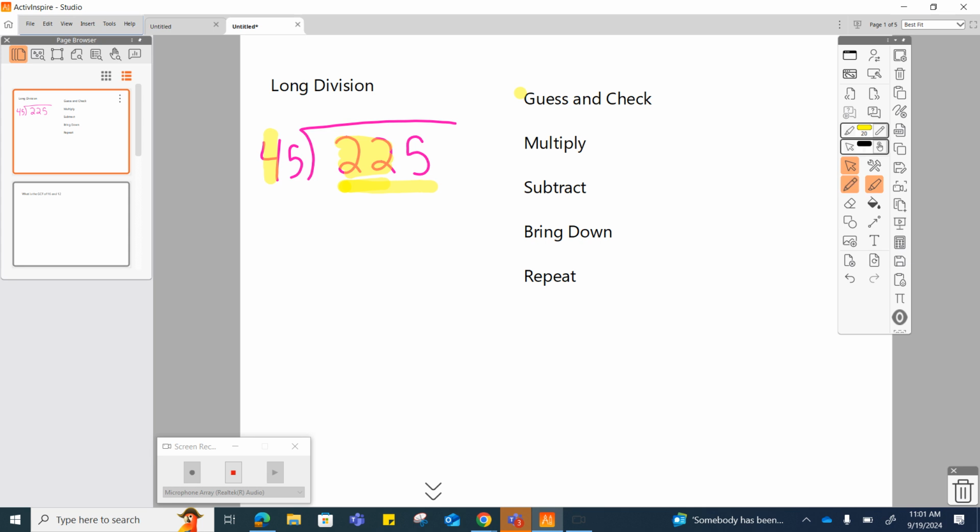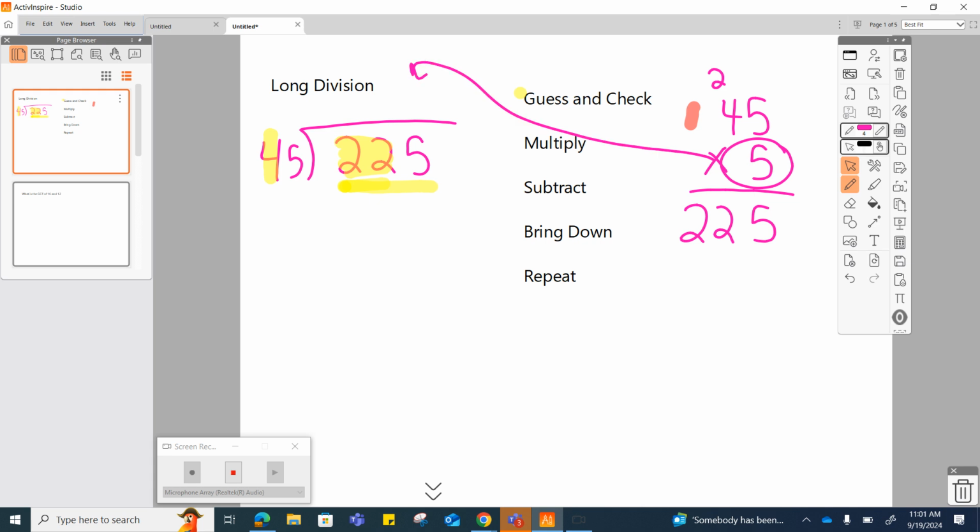Okay, so I want the pen, not the highlighter. I'm going to guess and check 45 times 5. 5 times 5 is 25. 5 times 4 is 20, plus 2. Oh, look, I just found it. I'm going to guess and check 5, and I'm actually going to put that in because that is the answer. 5 times 45 is 225.